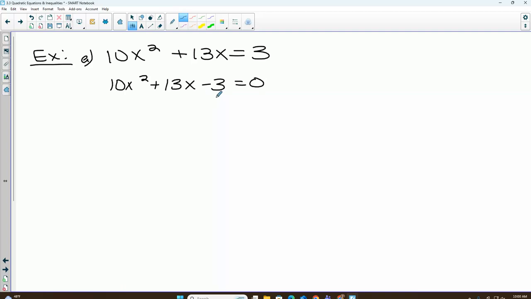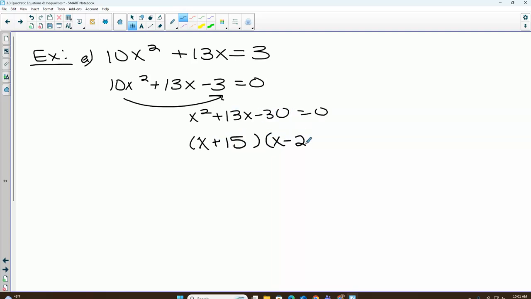You can't take x out of everything though. It's a big slip. Slip and slide. So we get x squared plus 13x minus 30. What multiplies to negative 30? If we did, well, 10 and 3 wouldn't work. So we have to do 15 and 2 because they have to have opposite signs. What do we need to do now?